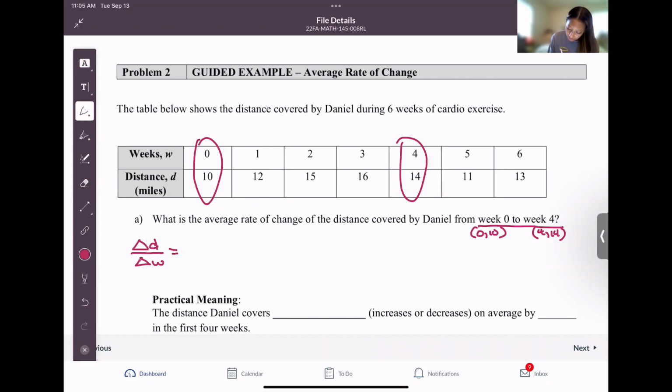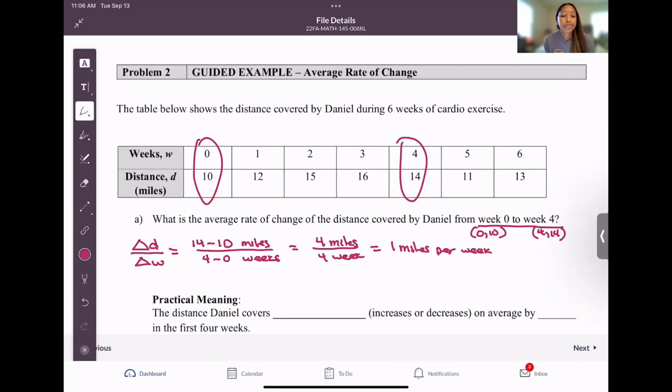The numbers that were given, week 4 to week 0, for the distance would be 14 minus 10 miles, over the weeks went from 0 to 4, 4 minus 0 weeks. 14 minus 10 is 4. So that's 4 miles over 4 weeks. And then we want to simplify the numerical part. 4 divided by 4 is 1. So that's 1 mile per week.